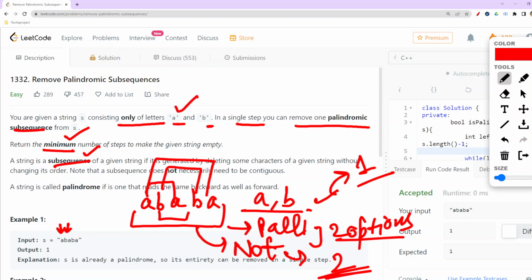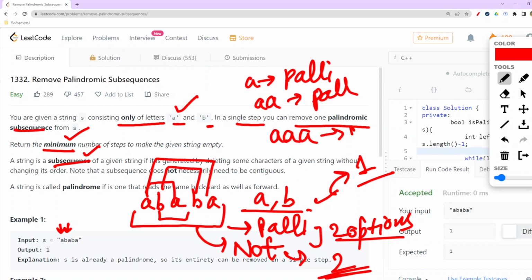Now you would be wondering how we can directly return 2. The thing is that if we say A, then it is also a palindrome. If we say AA, then it is also a palindrome. However many times A is present, it is already a palindrome. And then B, then BB, and so on.